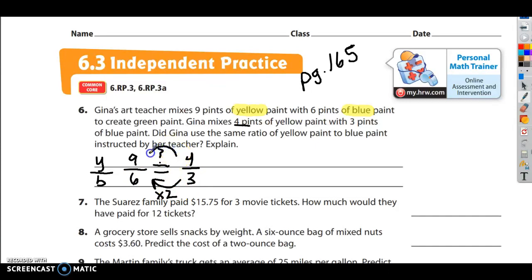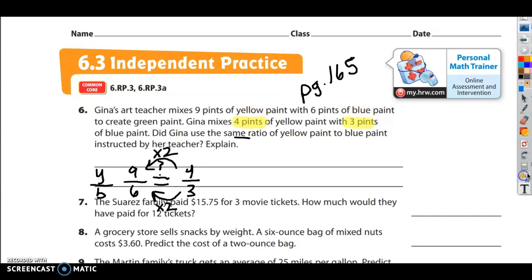So then go check the first term, and do you double that? Uh-oh, that's a problem, because you didn't get 8. 4 times 2 is equal to 8, but the teacher used 9. So what does that tell you about if their ratios are equal? It means that they're not equal. In order for these ratios to be equal, you would have to do the same thing to the first term as you do to the second term.